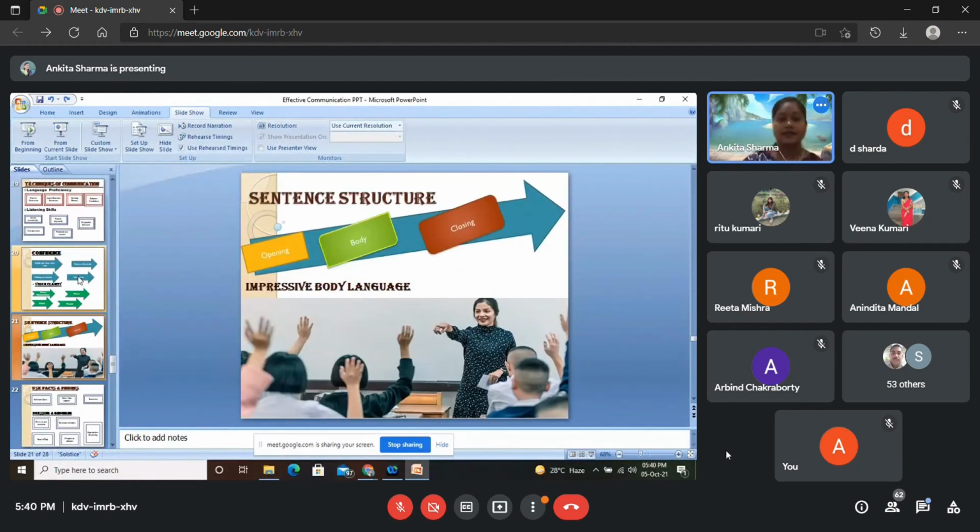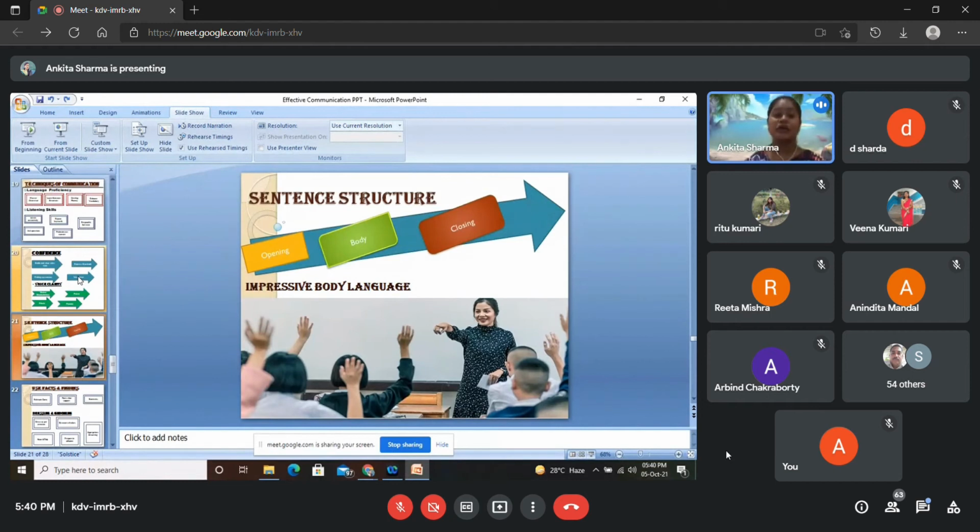Now, the next is sentence structure. If you have noticed, I did not start the sentence without hi, good evening. There are various ways you start. Hi, good evening, everyone, like that. Or just the way I started, with a quote. So there was an opening, then there is a body, and then there is a closing. So sentence structure is also a technique where we speak effectively.